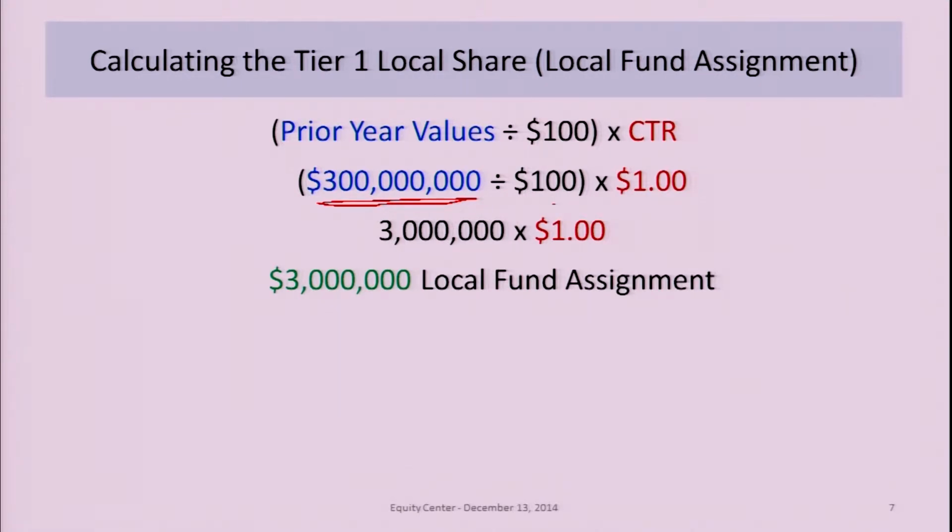So you take your prior year values, which we've changed from 200 million to 300, you divide by 100, multiply by your compressed tax rate of $1, and that gives you your local fund assignment. So if you have more taxable value, if your prior year value is higher, then you have to come up with more. If your values were lower, for instance a very poor district, then you would have to come up with less. But it would always be your compressed tax rate applied to whatever value you had. So you may get less for the local fund assignment, but it's just as difficult to raise it. And in fact, because of the growth factor, it sometimes is harder to raise it as a property poor district than as a wealthy district, even though the amounts are larger.